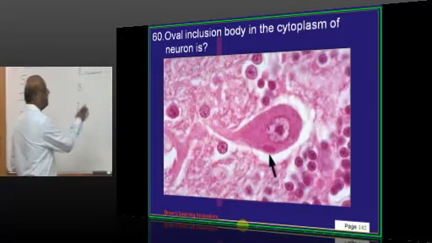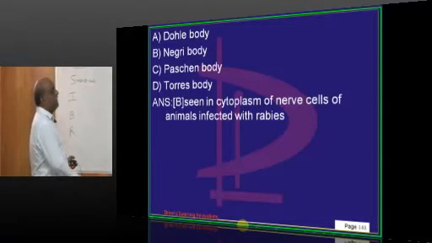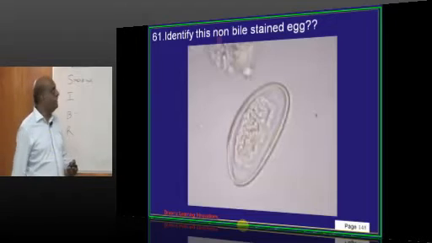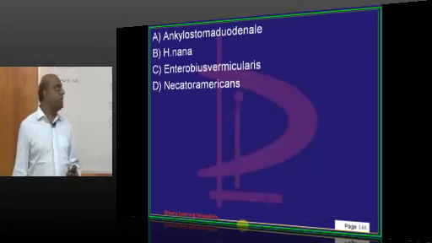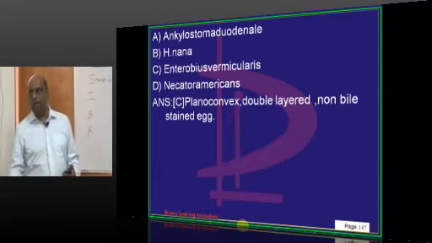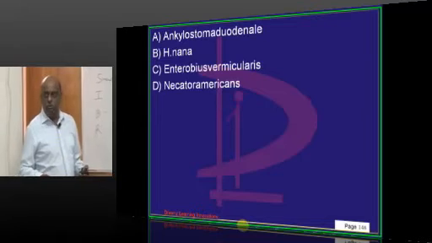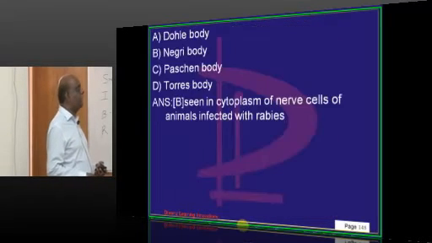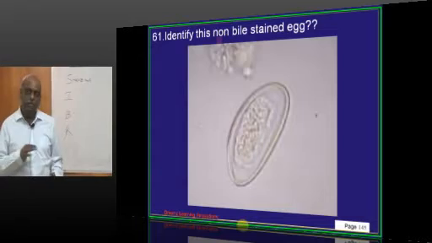What is this oval inclusion body in the cytoplasm of the neuron? It is the Negri body which is typically seen. And what is this non-bile stained egg that you are seeing? So it is Enterobius vermicularis, which is a plano-convex, double layered, non-bile stained egg.